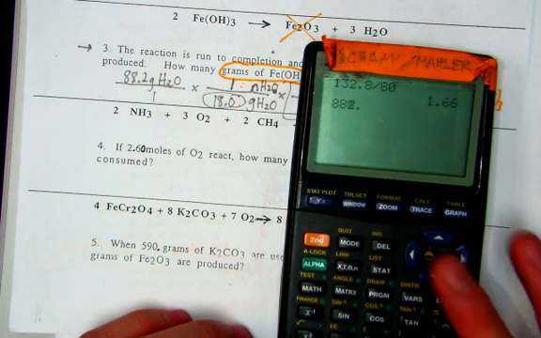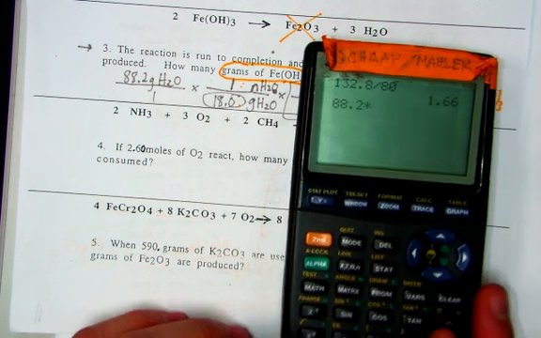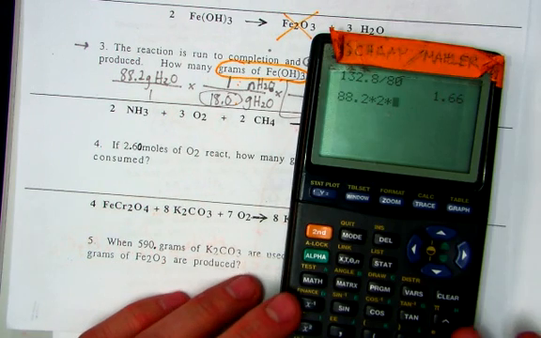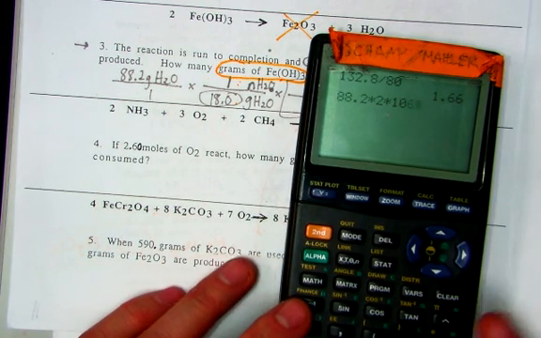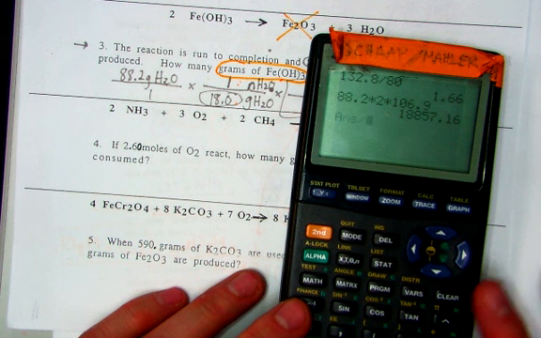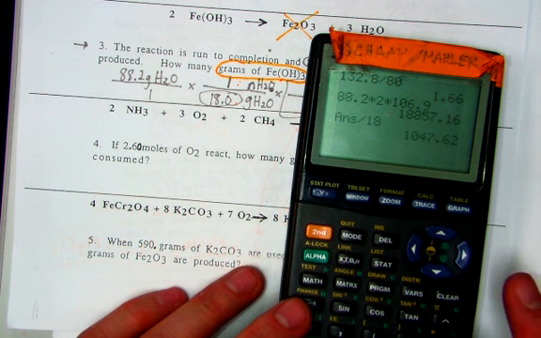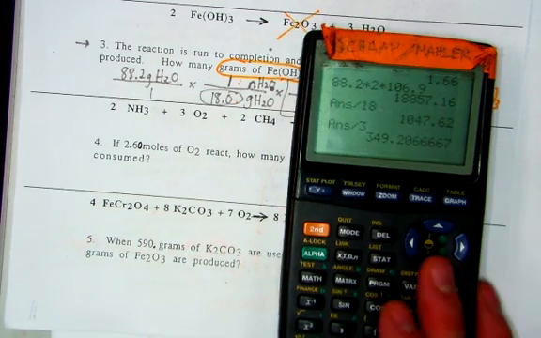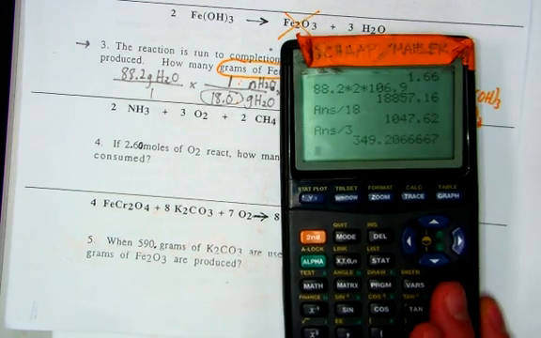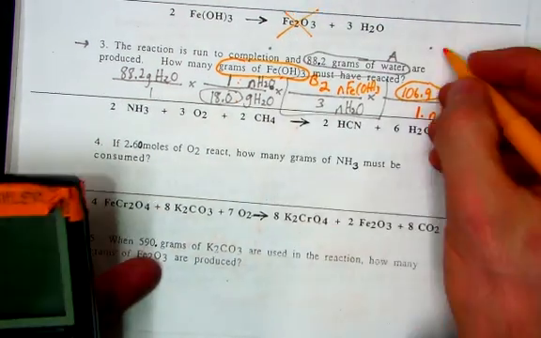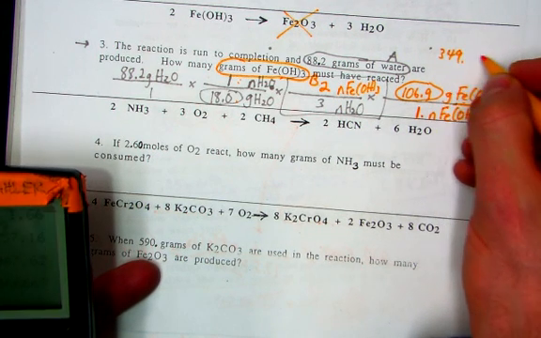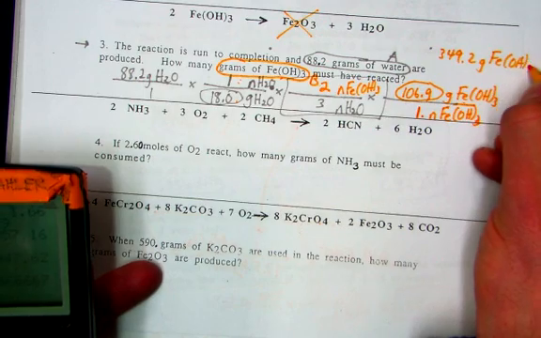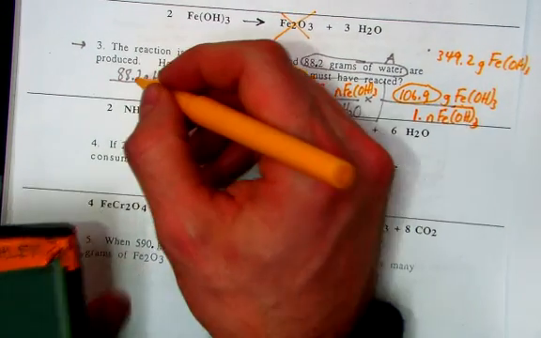88.2 times 2 times 106.9, divided by 18, divided by 3. So you're right on, Anna. It's about 349.2. Now, what will my units be? Grams of FeOH3. Whatever's on the top of the last bar, kind of like Zach was saying earlier, the others are going to cancel out.